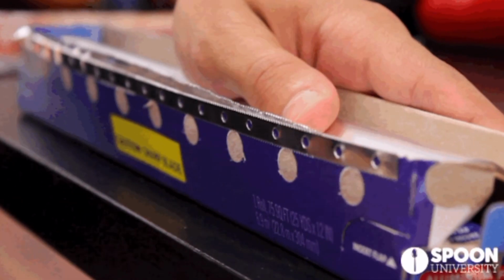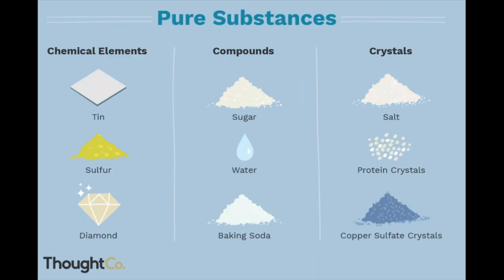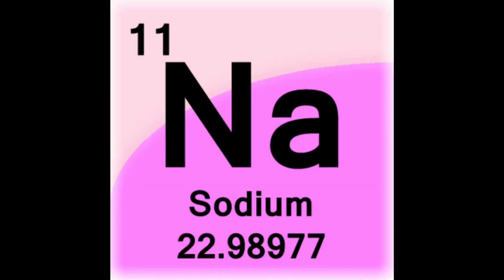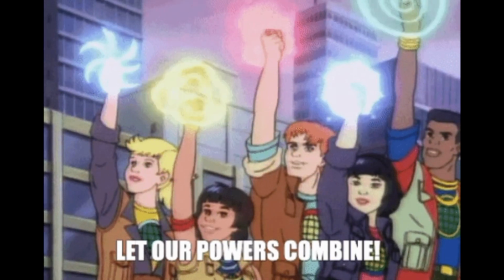An example of an elemental molecule is aluminum foil. An example of a chemical compound is water. Elements and compounds are examples of pure substances. When two or more elements combine chemically, they form a chemical compound.